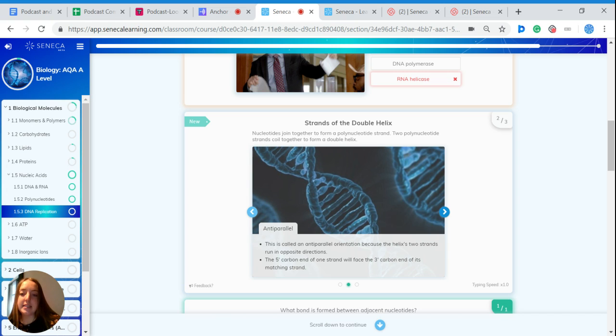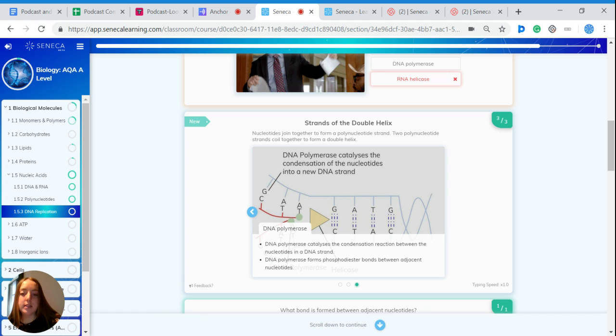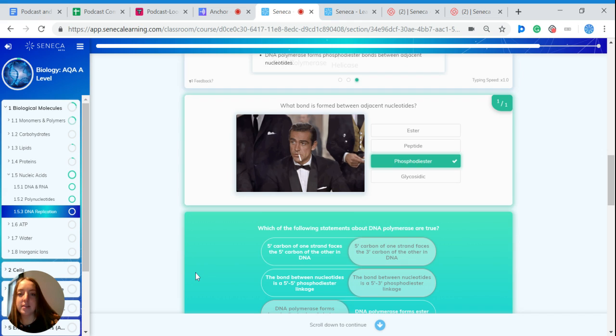So they're orientated in an anti-parallel way because the helix's two strands run in opposite directions. The 5' carbon end of one strand will face the 3' carbon end of its matching strand. DNA polymerase catalyzes the condensation reaction between the nucleotides in a DNA strand. DNA polymerase forms phosphodiester bonds between adjacent nucleotides.